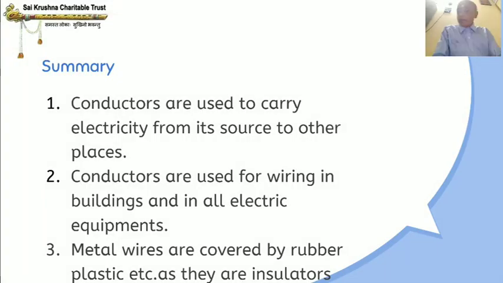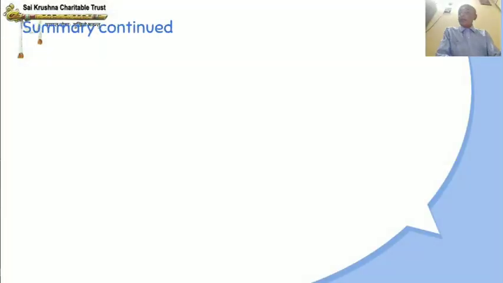Now here is the summary. Point number 1, conductors are used to carry electricity from its source to other places. Conductors are used for wiring in buildings and in all electric equipments. Metal wires are covered by rubber, plastic, etc. as they are insulators. Right.